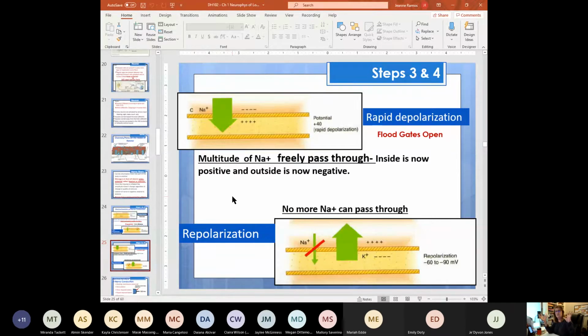All those channels, and there's tons of them, all those sodium channels open up, and you can see by this big fat arrow, tons and tons of sodium come through. This is happening everywhere along here, along both sides. So tons of positive sodium are coming in here. And that's rapid depolarization. It's no longer normal or polarized, it's depolarized.